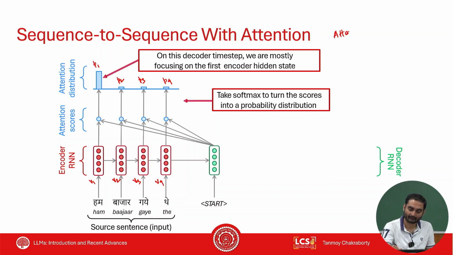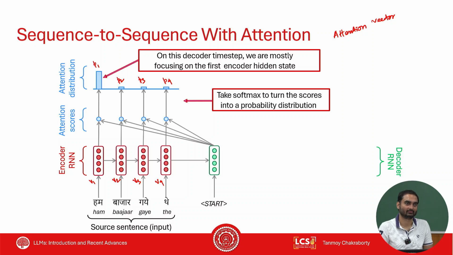Attention vector, right? What is the attention vector? Attention vector is the weighted sum of the encoder states. Weighted sum of the encoder states. And what are the weights?